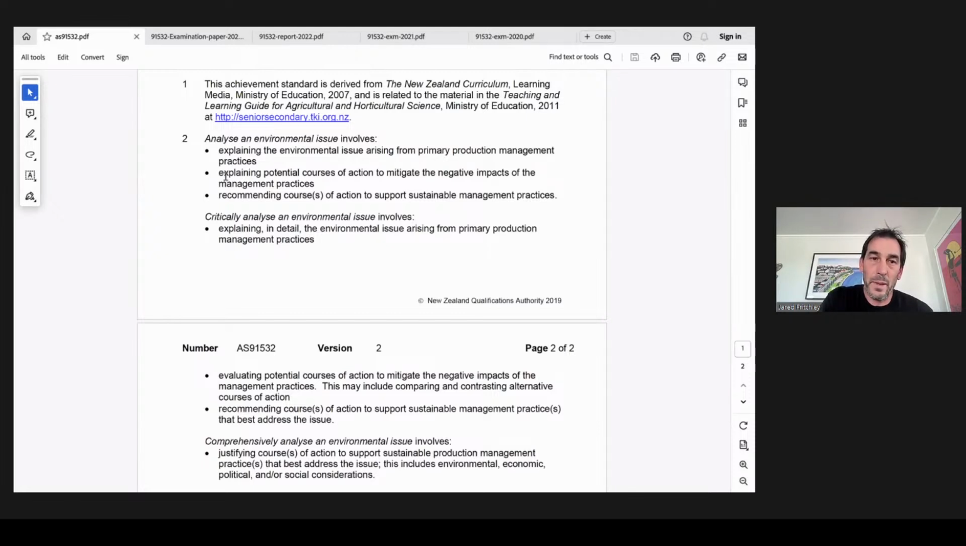But then the next part is being able to go, like, where to from here, and it says here we're going to be explaining potential courses of action to mitigate the negative impacts of the management practices. So what can we do to try and produce less greenhouse gases? What can we do to try and lessen our impact on the environment?